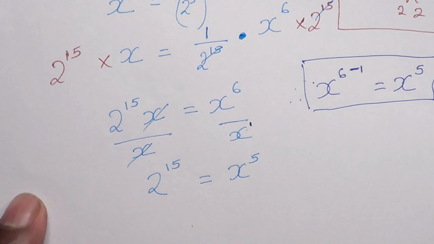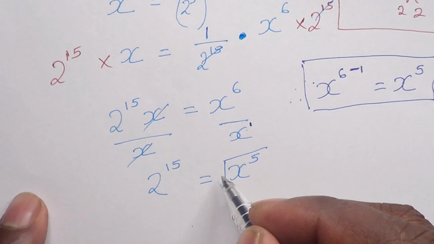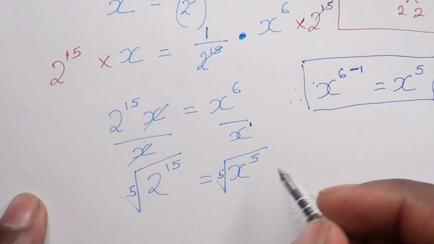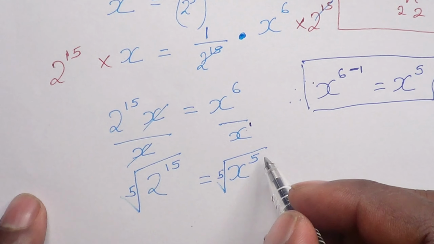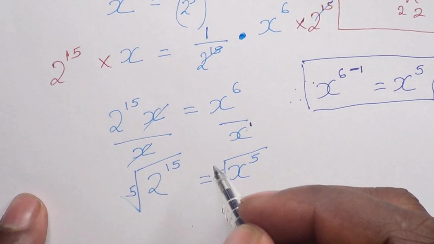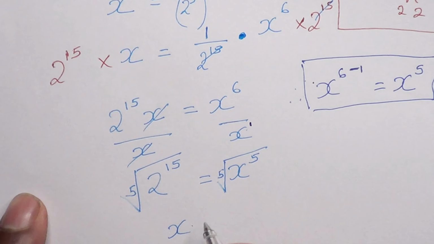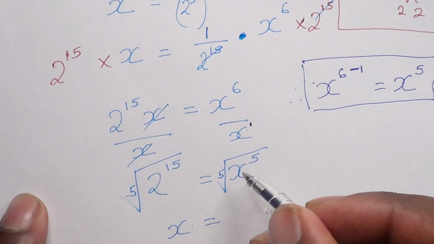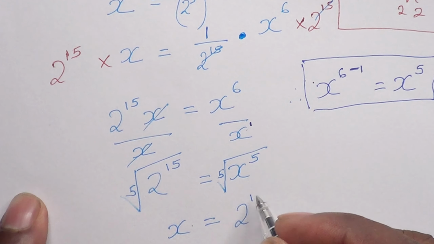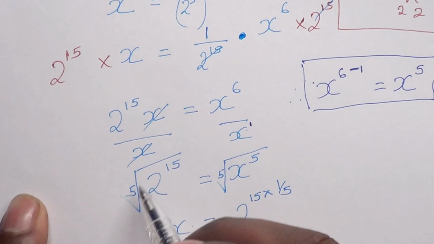So at this point, what we want to do is to find the fifth root. We find the fifth root so that I can remain with x, or you can multiply by 1 over 5. So the fifth root of x will be x equals the fifth root. Now we remove this one, then the fifth root of 2 to the power 15 is 2 to the power 15 times 1 over 5. That's the fifth root of it.